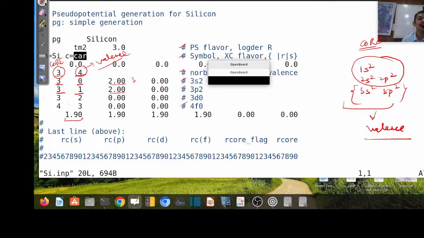It is the cutoff radii. I will talk about the cutoff radii later on when we generate a pseudopotential. This is for the s orbital, this is for the p orbital, this is for d, and this is for the f orbital, and these 2 flags are for the core correction. By default, their value must be 0. And below it is basically a scale.